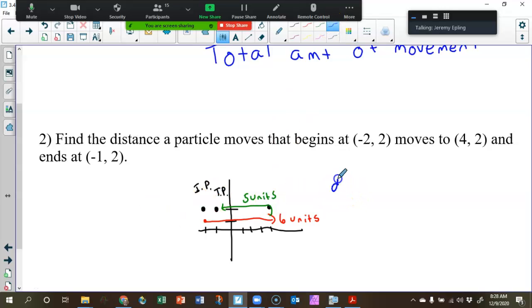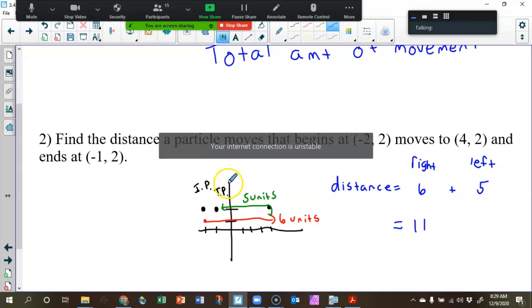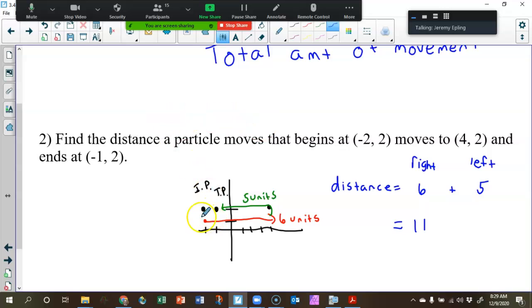So my distance is that total amount of movement. Well, I went to the right 6 units. I went to the left 5 units. And so the distance I've traveled is 11 units. Centimeters, feet, I don't know what that is. A big difference from the 1 unit of displacement we had in our distance.